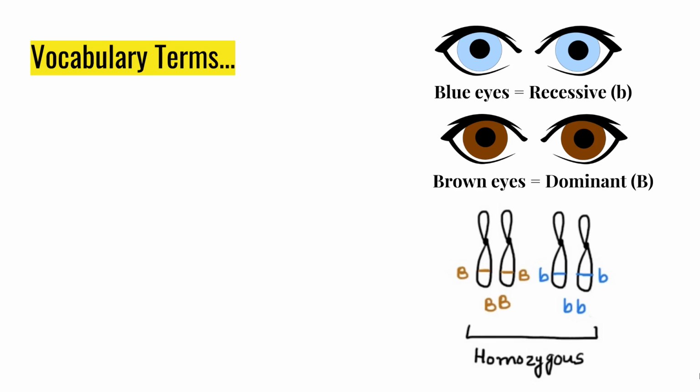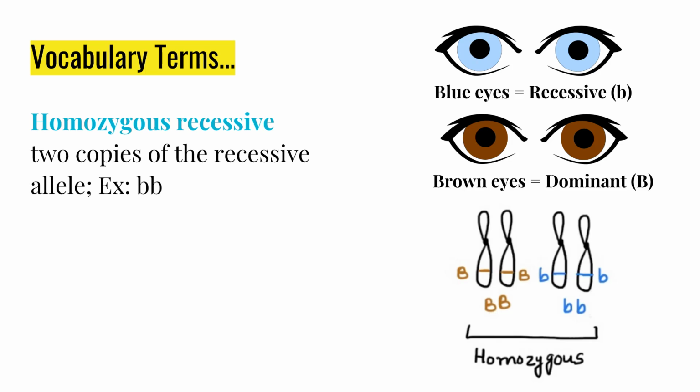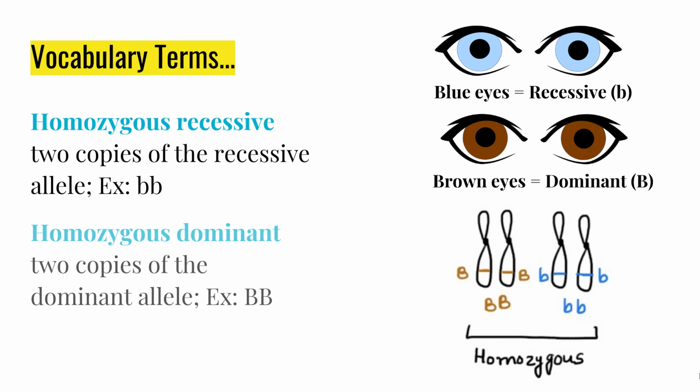Homozygous individuals have two copies of the same allele. In our example, brown eyes are dominant to blue eyes. Homozygous recessive individuals have two copies of the blue eye gene, one from mom and one from dad. We write that as a lowercase b, lowercase b. Homozygous dominant individuals would have an uppercase B, uppercase B, and this would present itself as brown eyes, as brown is dominant to blue.